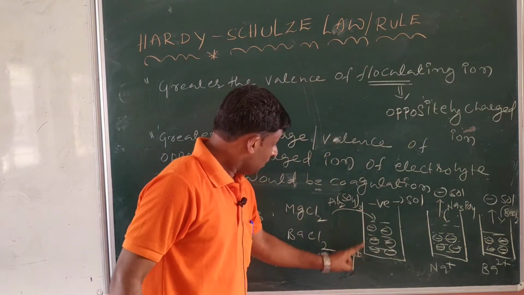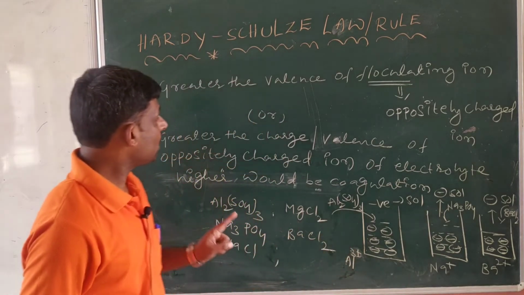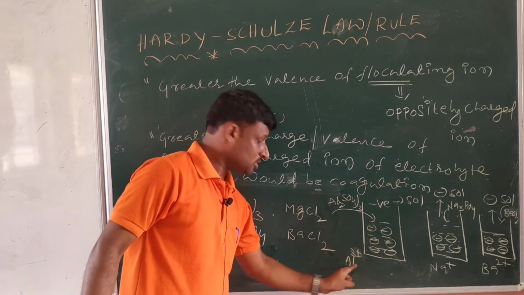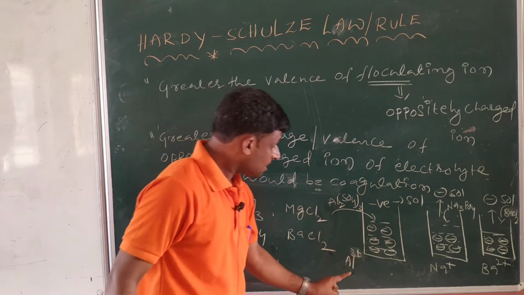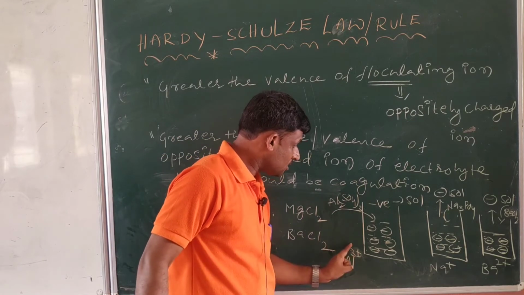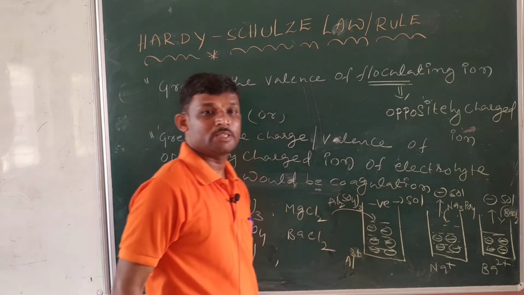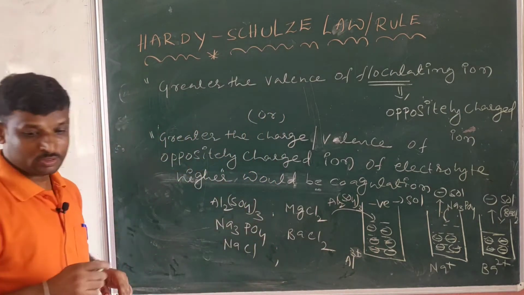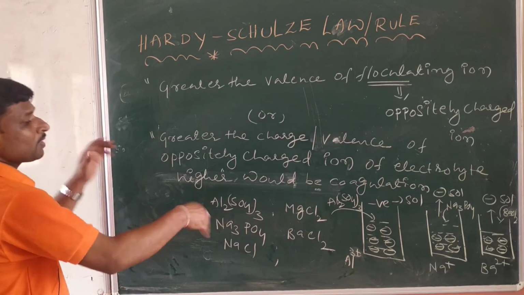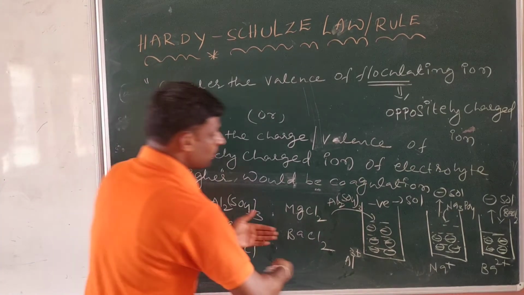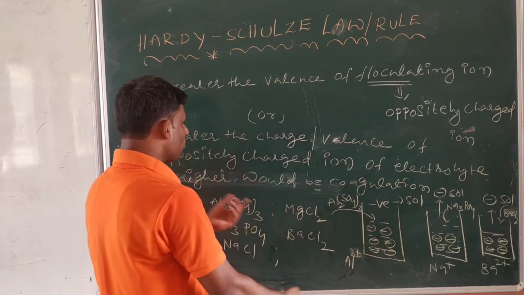When the charge or valence of the opposite ion of the electrolyte is higher, coagulation takes place easily and very fast. When we pick up the ions, which ion, while adding, gives higher coagulation?